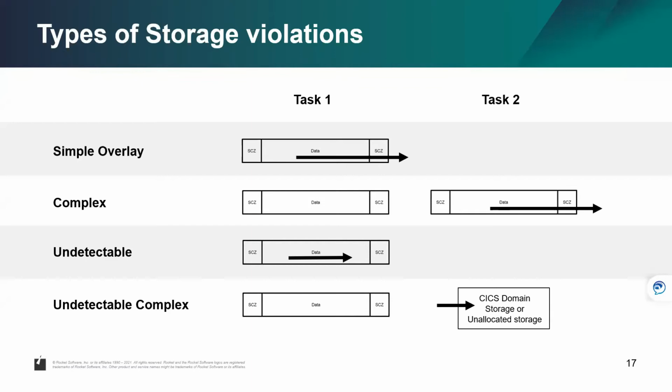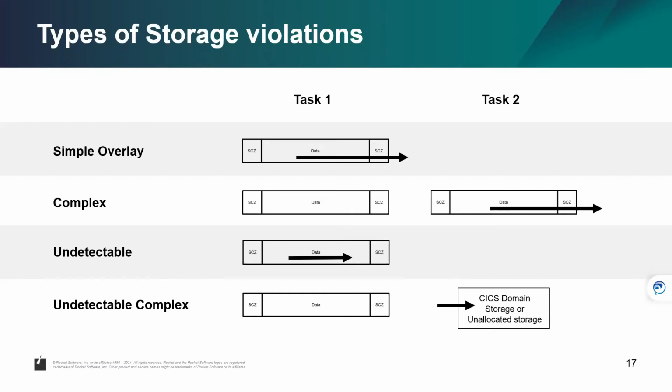Then there's the complex ones. They're a little bit uglier. That's where one task overlays the storage of another task. It's less likely to happen with some of the protections we have in place today, but nonetheless, it's still possible, right? Even with all the storage protections in place, because you could still get shared storage, right? And in the world of shared storage, there are no protections really. So you could still get them. They happen less often, and we'll give you some idea of how to debug those as well.